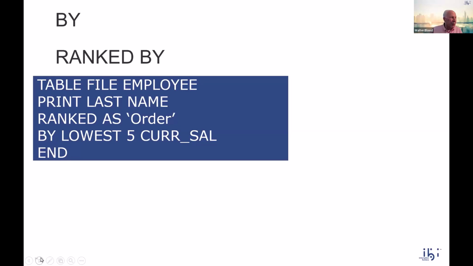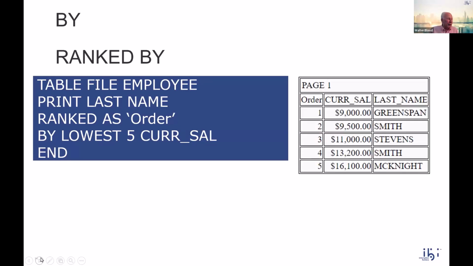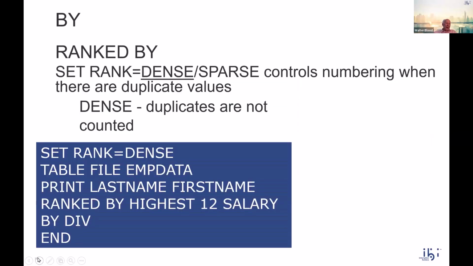We can also limit the number of values that we go after. I can take my lowest 5 current salaries. I want to take the lowest 5. I can get the lowest 2, lowest 1, highest 5, so that you have this ability to limit using the order. You can actually limit what you're getting. So you have another bit of a selection there. SET RANK is a set command that's available to you. Basically, it allows you to set the way that we handle the duplicate values when you're ranking.